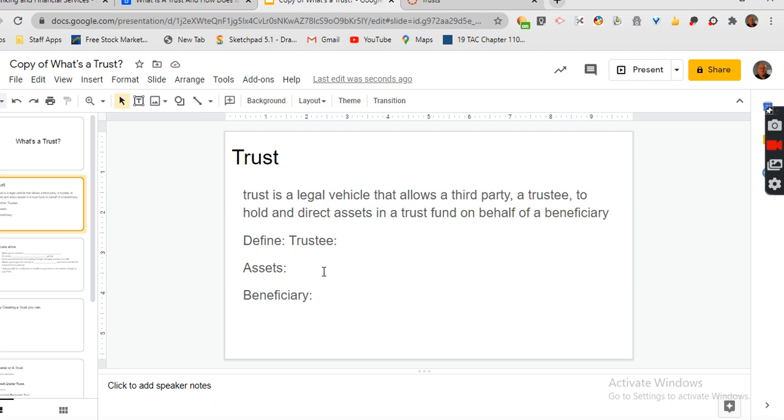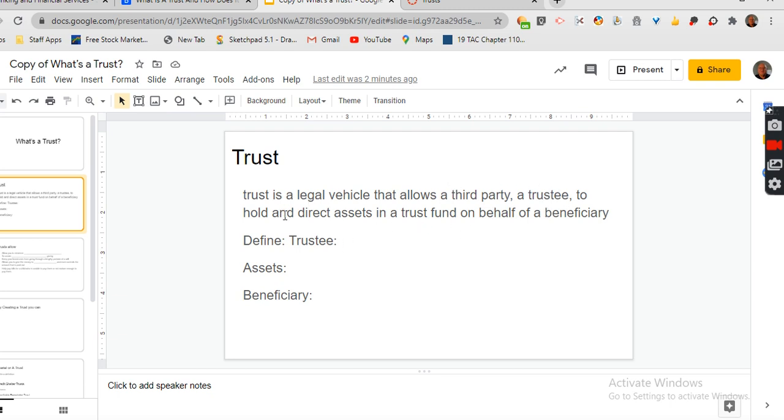Now, look at our definitions here. The first is our trustee, and a trustee is our third party. That means it's somebody that is not in your family. It means it's not you. So it's somebody else that's going to be managing your trust.